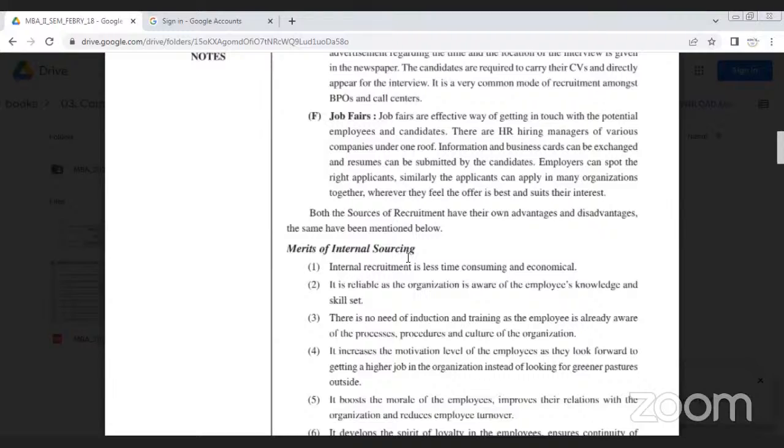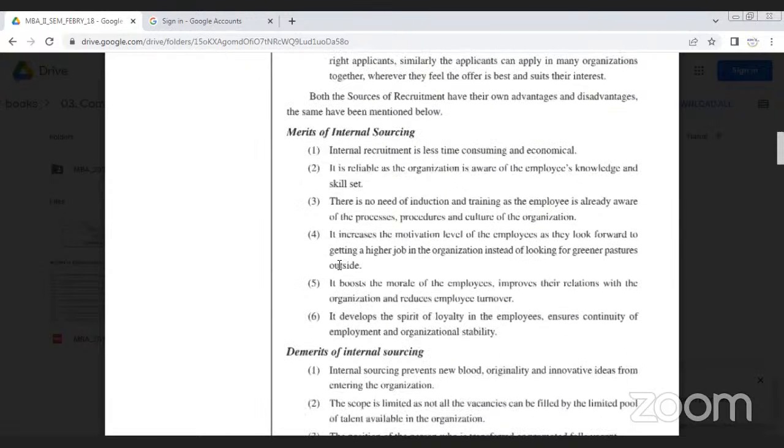Both sources of recruitment have their own advantages and disadvantages. The same have been mentioned below. First is merits of internal sourcing. Internal recruitment is less time consuming and economical.